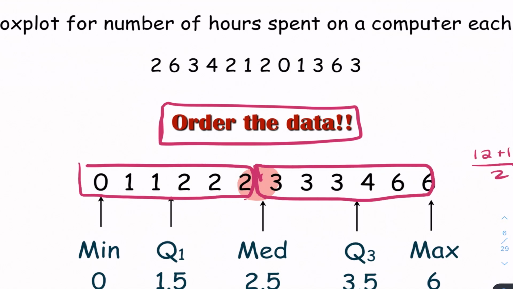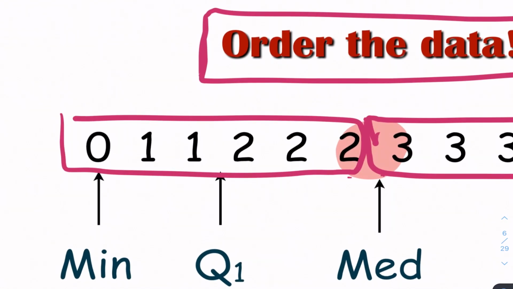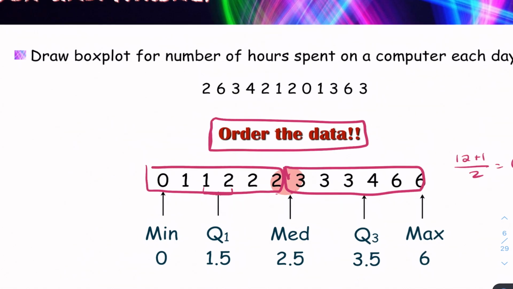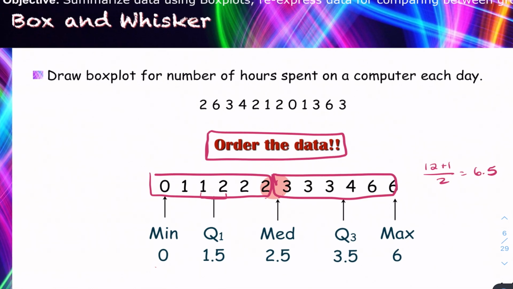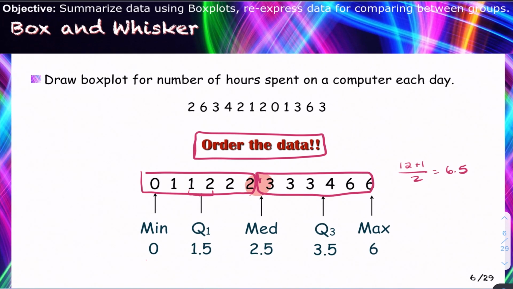Likewise, in my bottom quartile, my bottom 50%, to find Q1, I find the halfway point. I have 6, so 6 plus 1 would be between the 3rd and 4th values. So halfway between 1 and 2 is 1.5. My lowest value is 0, my highest value is 6, and I can do the same thing for Q3. Whichever way you're choosing to identify the 5-number summary, it's up to you.